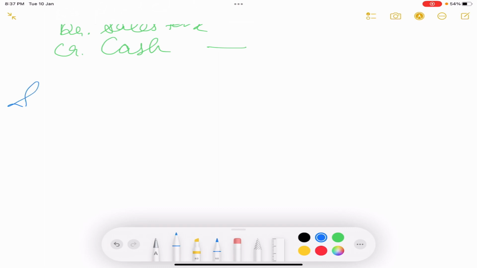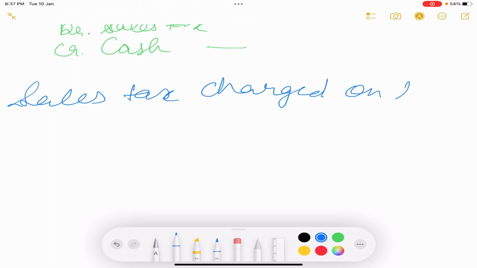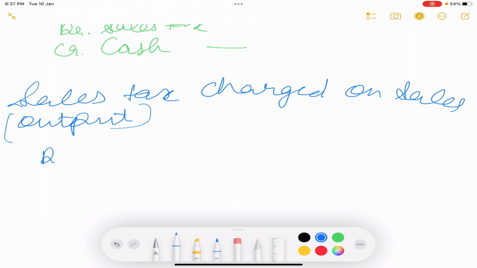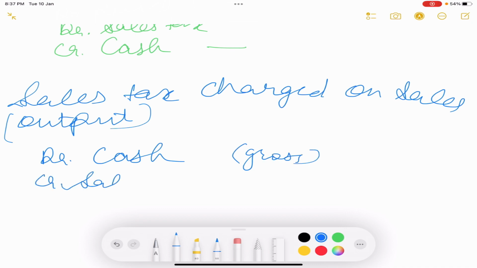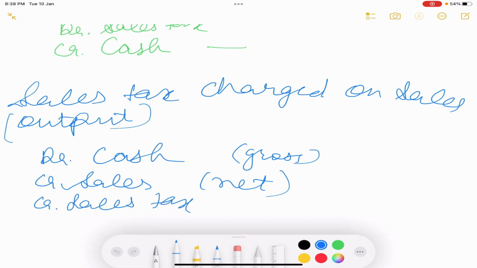And in the same way, if I have to write the journal entry of the sales tax charged on sales, so this is the output. In that case, what will I do? Debit cash, I have received cash, which will be the gross value, and credit sales, which is going to be the net value, and credit sales tax, which is something extra which I am receiving. So that is it. These are the concepts in the entire chapter.